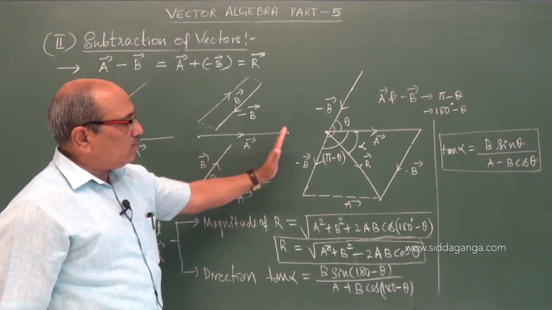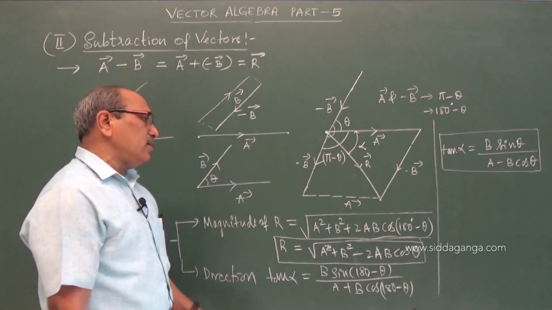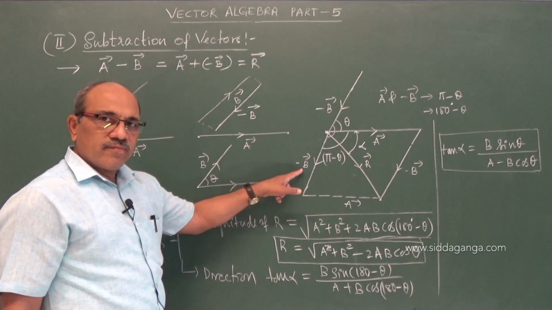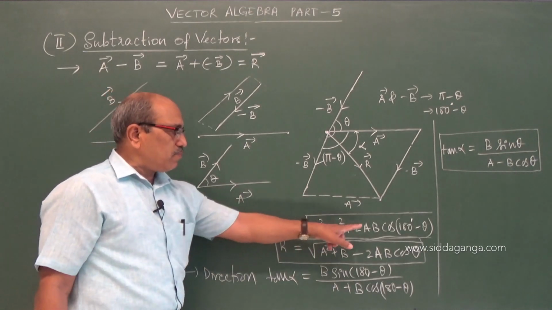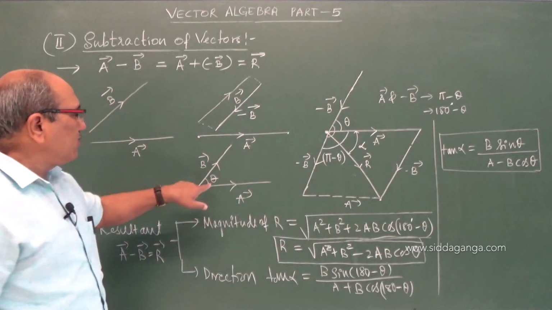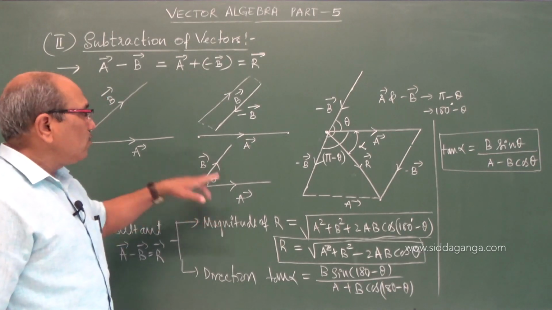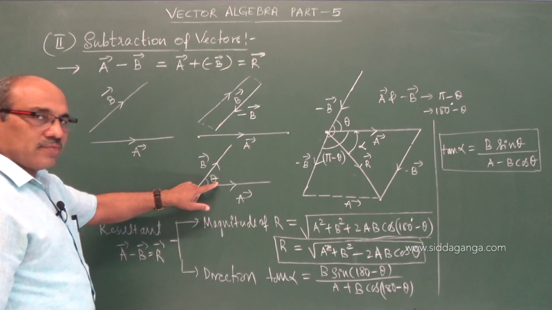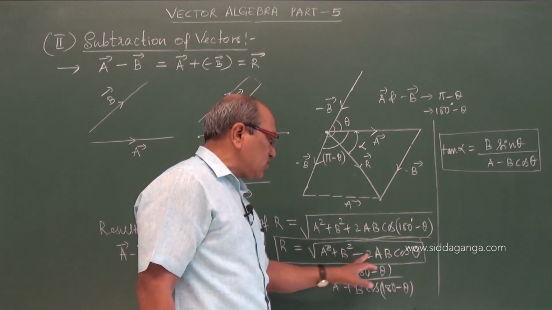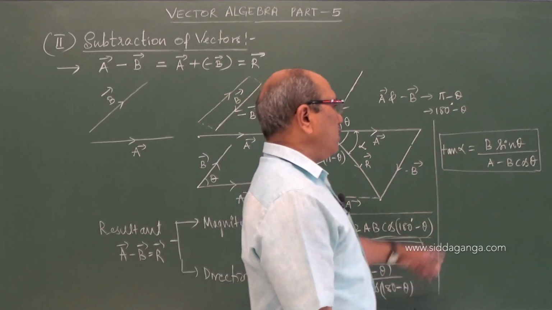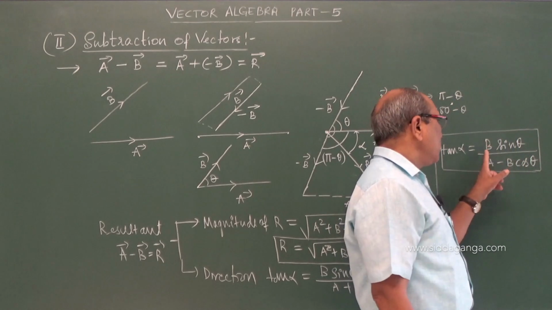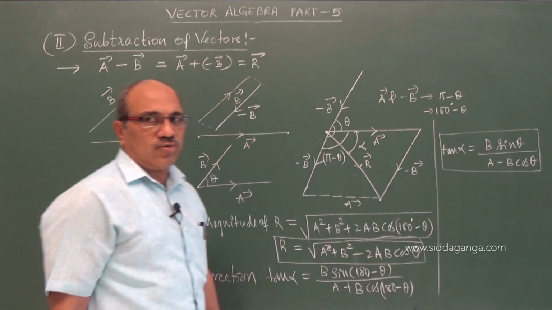That is what we did geometrically, and even analytically if I derive, taking pi minus theta instead of theta, because the angle is between a and minus b. So we got a square plus b square plus 2ab cos theta, where theta is the angle between a and b. But it becomes a square plus b square, instead of plus, minus 2ab cos theta. And here also theta is the same, the angle between a and b, not a and minus b. The direction is b sin theta upon a minus b cos theta.